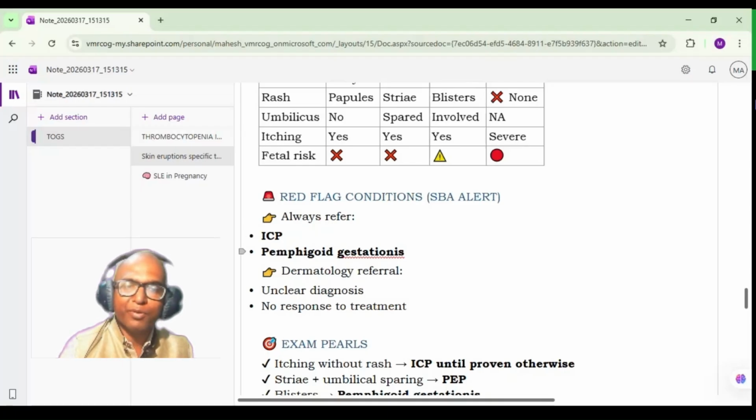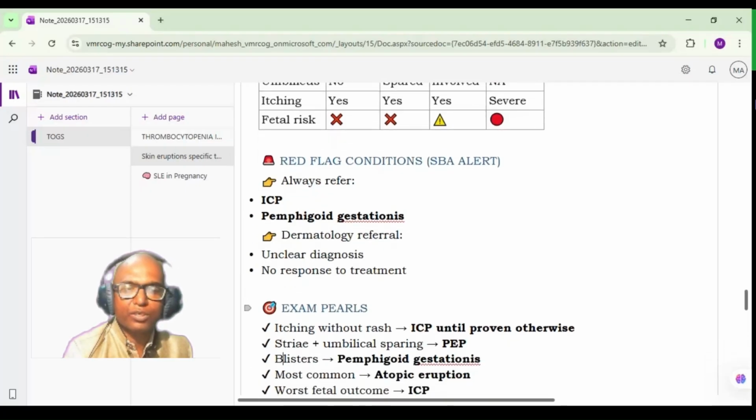While ICP and pemphigoid, if you diagnose, then you have to refer them. Okay, so unclear diagnosis and no response to treatment in other conditions. So always refer ICP and pemphigoid gestationis. Okay, so these are the things from this particular talk article.